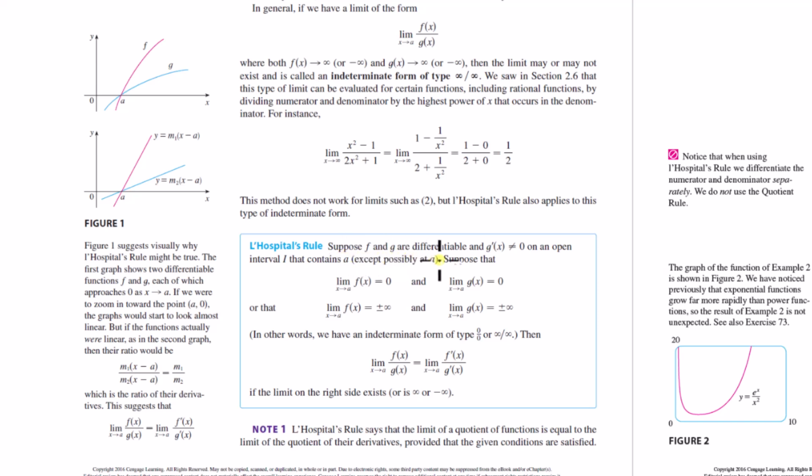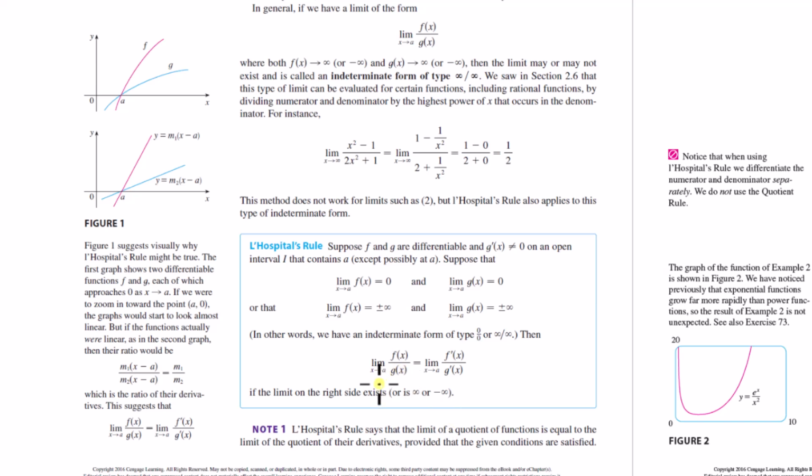Suppose f and g are differentiable and g prime of x is not equal to 0 on an open interval I that contains a, except possibly at a. All right, so that's a lot of math jargon. We'll come back to that, okay? Suppose that the limit as x approaches a of f of x is equal to 0 and the limit as x approaches a of g of x is equal to 0, or that the limit as x approaches a of f of x is equal to plus or minus infinity and the limit as x approaches a of g of x is equal to plus or minus infinity. In other words, we have an indeterminate form of type 0 over 0 or infinity over infinity.